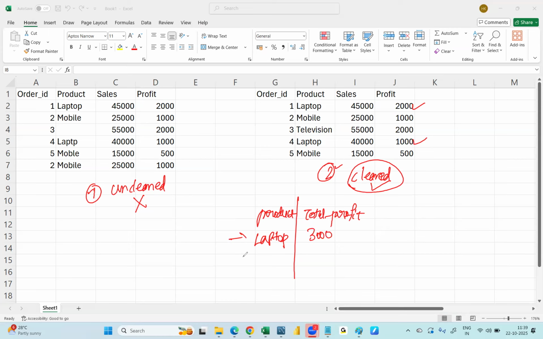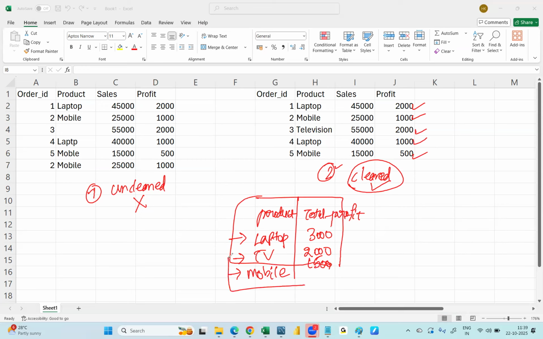Okay, next product is what? I have the television, and for television I have only 2000 rupees of profit. After that I have the mobile phone. How much profit is the mobile phone giving me? Here it is 1000 rupees, here it is 500 rupees, so 1500 rupees. In this manner, I am able to easily find this out by using this table. This information I am going to take to the next level. This entire thing is what is called performing the analysis, guys.